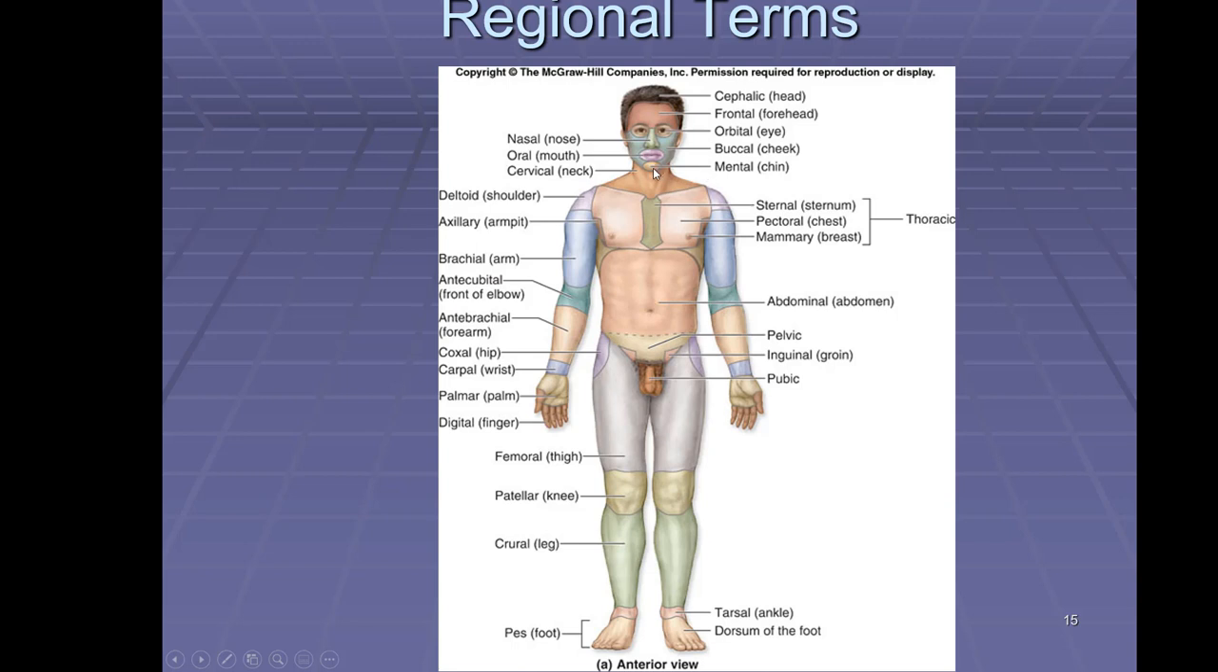The chin, the term used here is mental. It's a little bit different. Buccal means cheek. Orbital means eye. The eye sockets are called orbits. Frontal, forehead region. And we have a big bone here called the frontal bone. And then cephalic refers to the head.